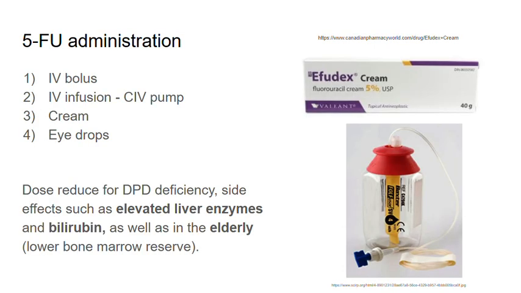5-FU is administered as an IV bolus or continuously through an infuser pump, which is a portable pump that is worn, and it delivers the drug over days by the pressure of an internal balloon. It can also be given as topical preparations. It is dose adjusted in the elderly, those with DPD deficiency, and those with liver abnormalities.